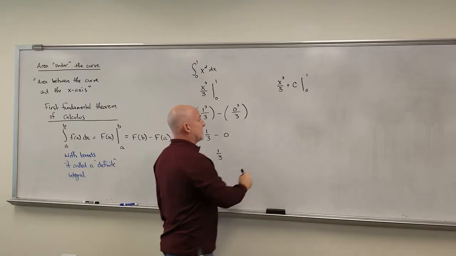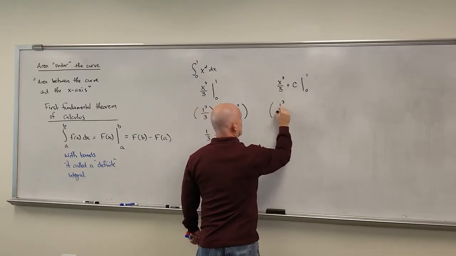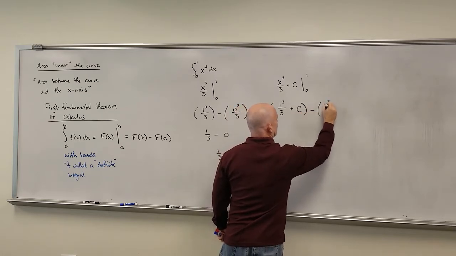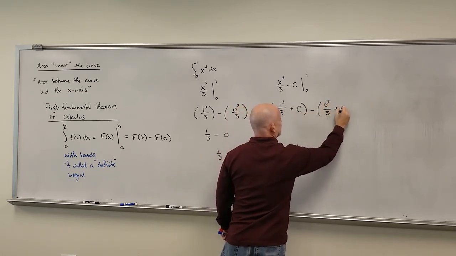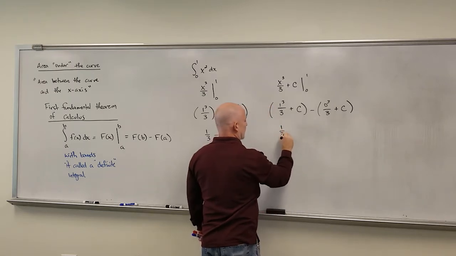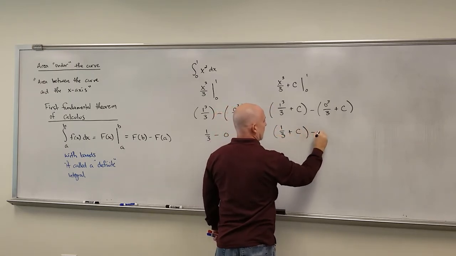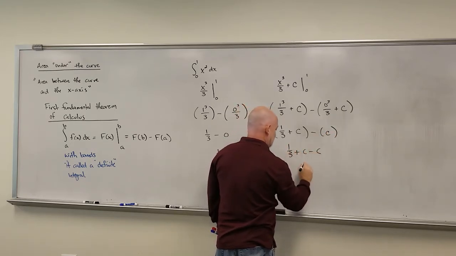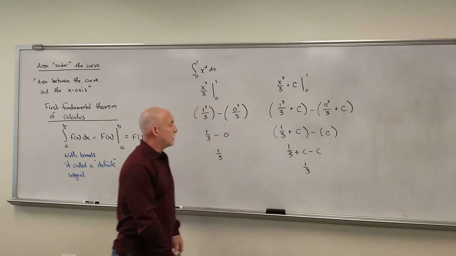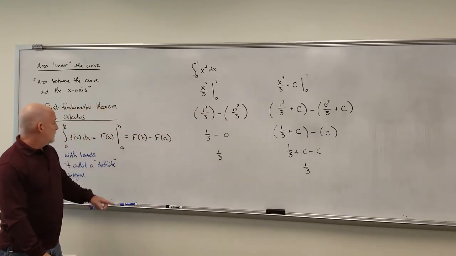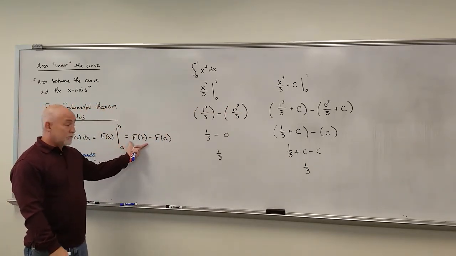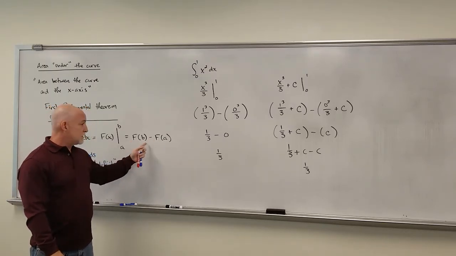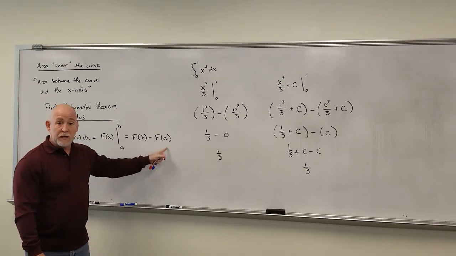Well, the same type of thing would have happened here. I would have got 1 cubed over 3 plus c minus 0 cubed over 3 plus c. So that would be 1/3 plus c minus, well, that's 0, c. 1/3 plus c minus c, which is just 1/3. You see that if we had the plus c here, this one's always going to have a plus c with it, minus this one's always going to have the same plus c. So whatever that c is, it's always going to cancel.